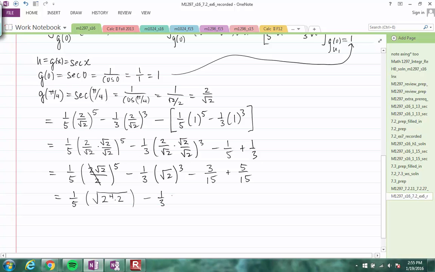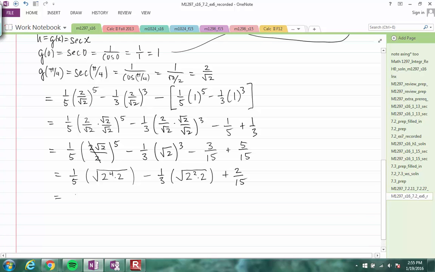Okay, 1/3, same type of thing here, square root of 2 squared times 2 is equivalent to 2 to the 3rd inside that root. Here we get plus 2/15. Alright, next we have 2 squared, which is 4 for the first part, times square root of 2. So that's simplified. And we got minus 1/3 times 2 square root of 2 plus 2/15.